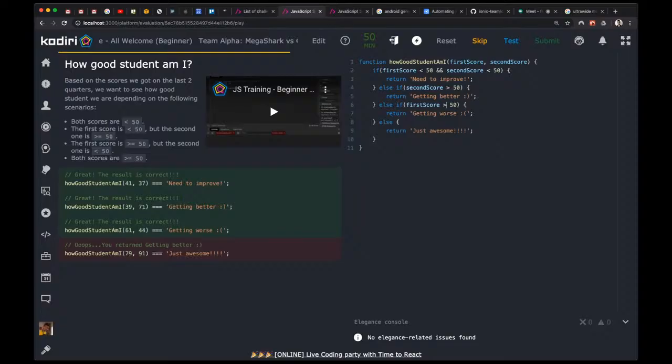Let me run it, and then we'll see. That's the great first score. Wait a minute. What am I doing wrong? Getting better. So if both scores are below 50, need to improve. Else, if the second score is above 50, that means the first one was below 50, getting better. That's correct. The problem is when both scores are above 50.